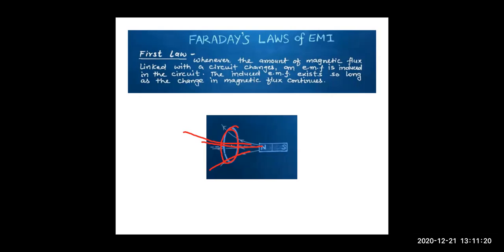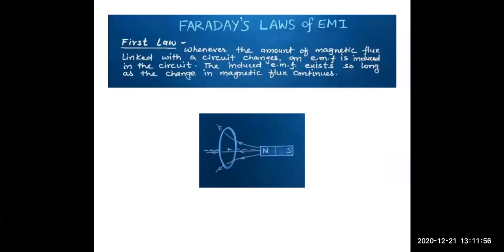Once the magnetic flux becomes constant, means you make your bar magnet stationary, no more current will be induced in the coil. So when you are moving the bar magnet towards the coil or away from the coil, the magnetic flux that is linked with the coil will change and an EMF will be produced in the coil as long as the flux keeps on changing. So this is Faraday's first law of electromagnetic induction.